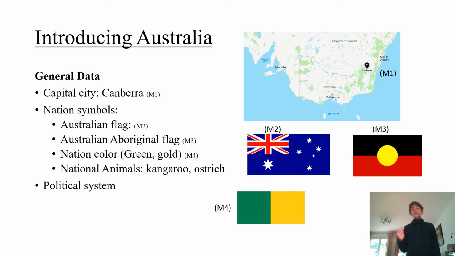Australia is a constitutional democracy, so the government is democratic, but they still have Queen Elizabeth II from England as a monarch. As Commonwealth realms, the two countries share a monarch.